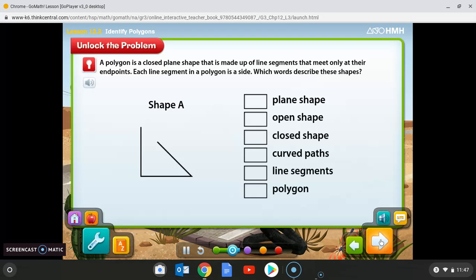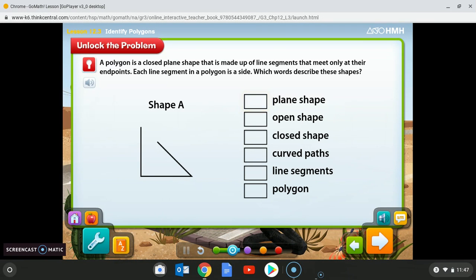The first thing that we're going to do is recap a little bit about what we learned yesterday. Yesterday we learned about open shapes and closed shapes, and we learned how to count line segments. So we're going to use that information today to describe this shape right here. So shape A is this shape. All of these words are some words that are new and some words that are just a review.